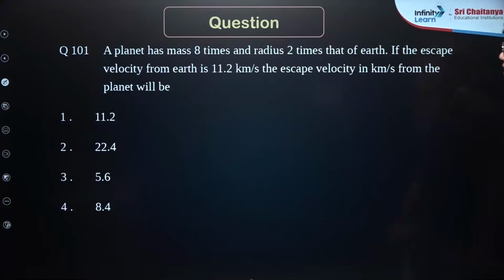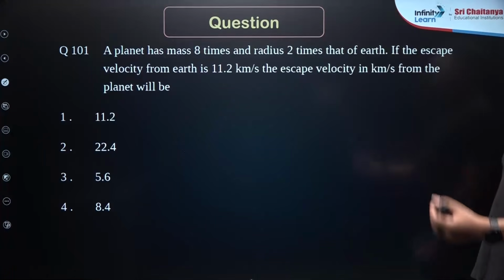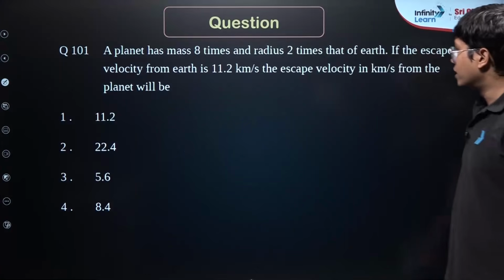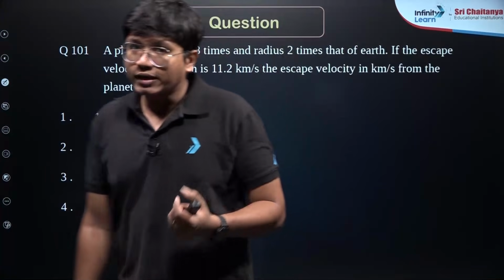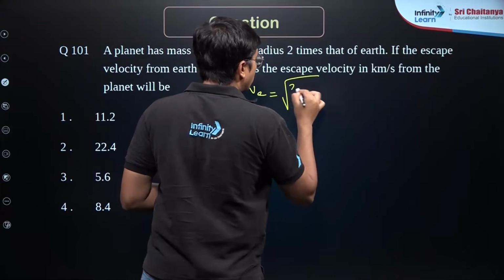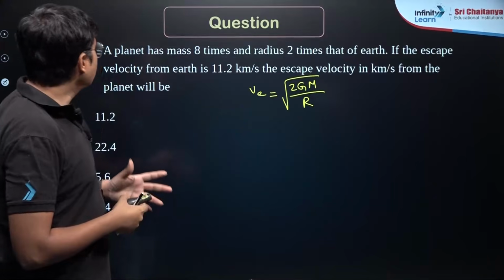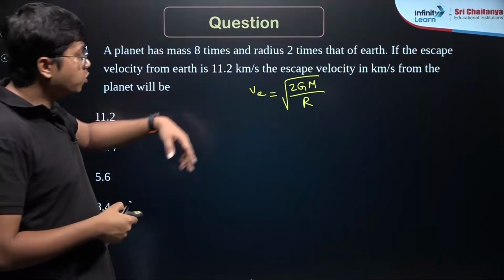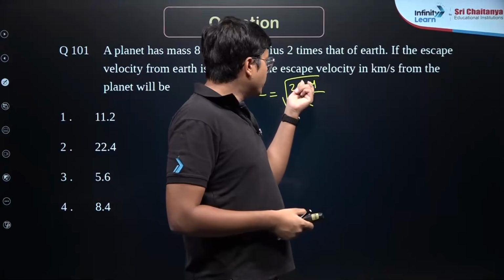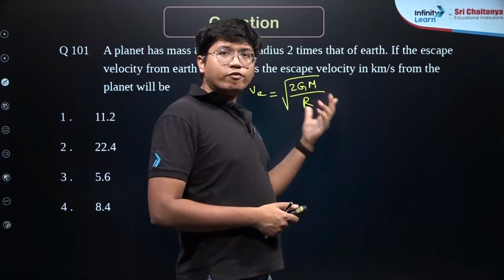This says a planet has a mass 8 times and radius 2 times that of the Earth. If the escape velocity is 11.2 kilometers per second for the Earth, then for the planet would be how much? Look at the dependence for escape velocity. The escape velocity formula is root of 2GM over R. Now, if I make the mass 8 times and the radius 2 times, I'll not do the detailed calculation. You'll get a factor of 8 on top and a factor of 2 below. So 8 by 2 would give you a 4.